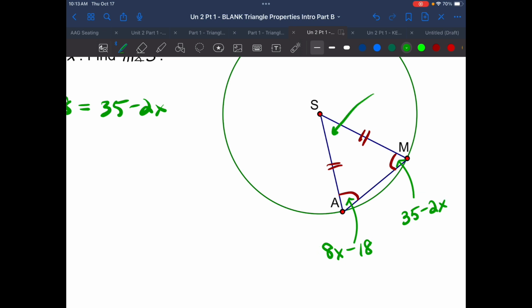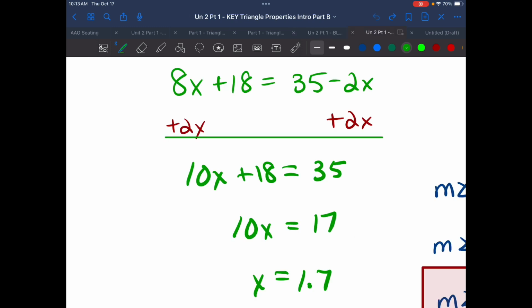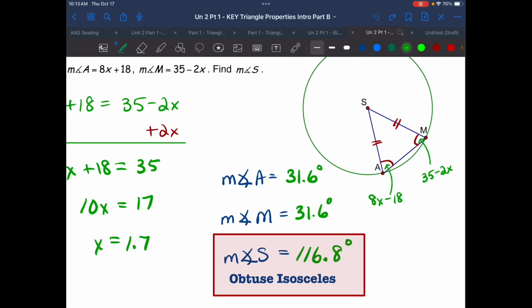Then I'd like you to find the measure of angle S after you plug 1.7 into these two angles. If you do that correctly, plugging 1.7 into each of these gives you 31.6 degrees each. Decimals happen, that's okay, and we're happy because they worked out to be equal. How do we find the last angle? Well, we're going to subtract these two from 180. Now, guys, remember, drawings are not always to scale. So even though this doesn't look obtuse, that is, in fact, our answer.